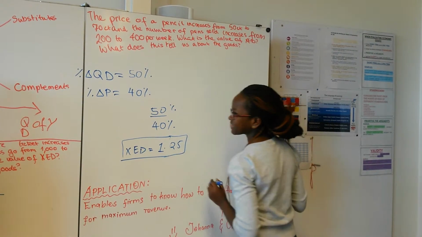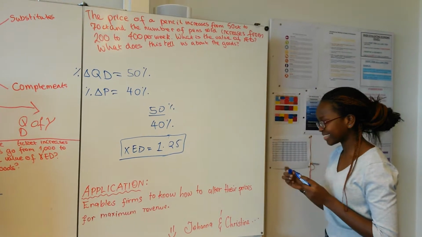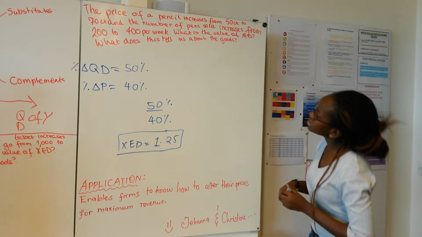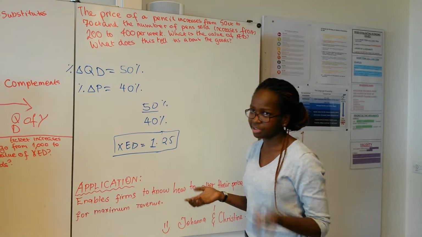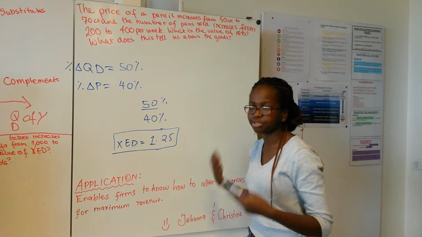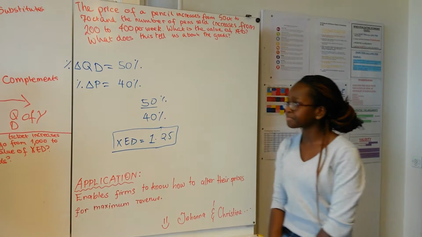Yes, Christine, that is completely right. Now what does that tell us about the goods? Well, this tells us that the goods are very close substitutes. As we know, you can use either a pen or a pencil, so they're good substitutes.